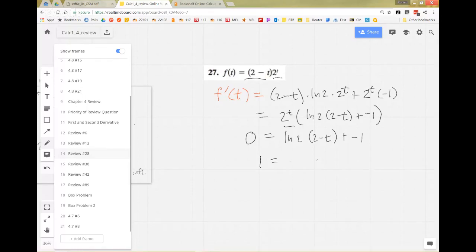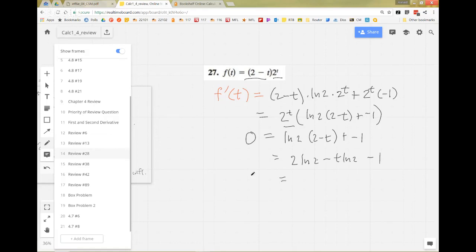I don't know. Let's see if we want to do that. Well, let's try that. Let's leave it at a 0 and let's see what goes on here. Okay, let's multiply this out. So natural log of 2, so that would be 2 times the natural log of 2 minus t times the natural log of 2 minus 1.